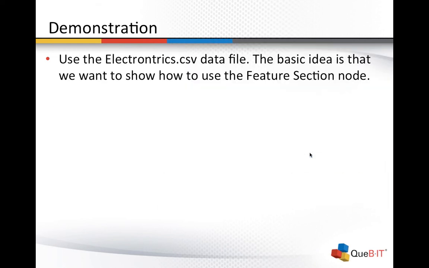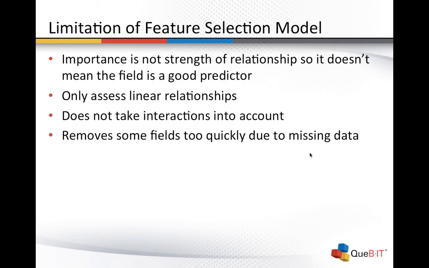So let's go through a demonstration, and we're just going to show how to use feature selection. And actually, might as well talk about this before we show it. These are some of the limitations that both Keith and I were talking about with feature selection. So, again, just because a field ends up being important doesn't necessarily mean that that field is actually going to be a good predictor in the model that you end up choosing.